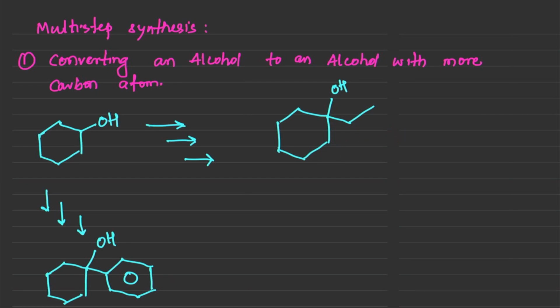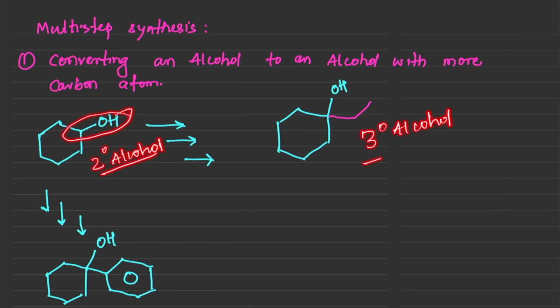Let me color code this so that you can see the difference between these two. You notice this was a secondary alcohol to begin with, and this one is a tertiary alcohol plus 2 extra carbon atoms. So when you have a situation like this, and the 2 extra carbon atoms are connected to the carbon atom which is connected to OH, more often than not, what you have to do is use a Grignard reagent.